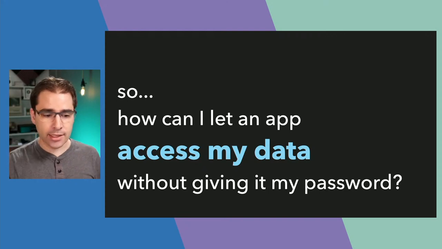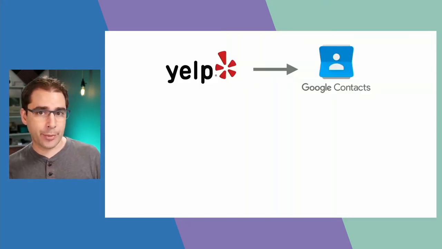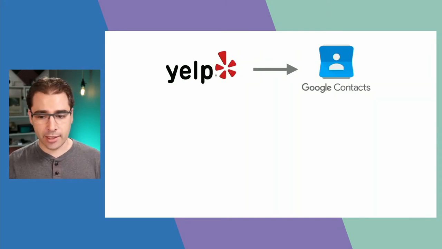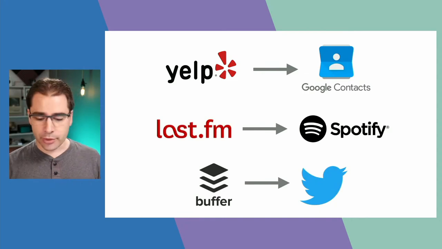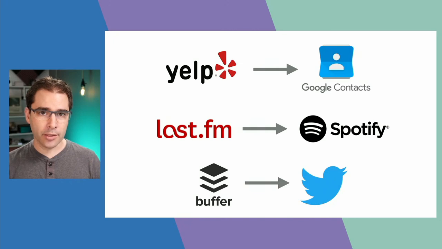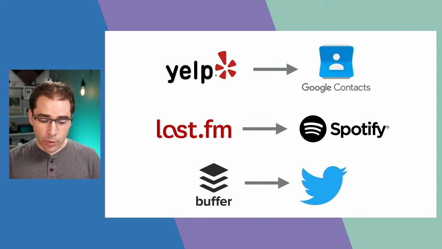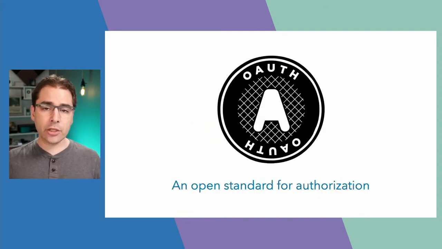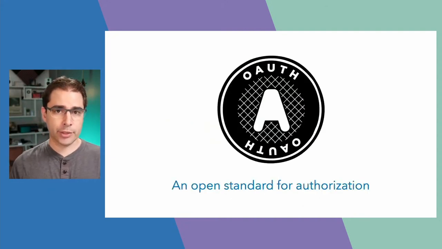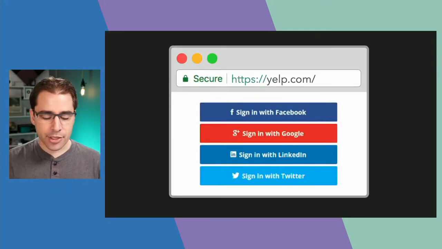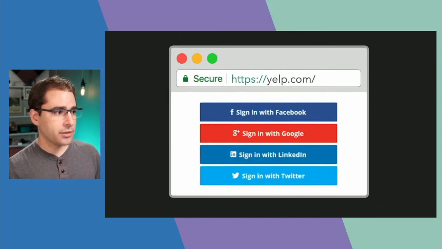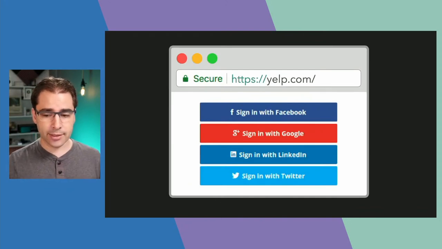And it started as this third-party app access: Yelp trying to access data in Google, or Last.fm trying to access data in Spotify, Buffer trying to post into your Twitter account, whatever that might be. Third party, one company's application talking to a different company's API. And that's really how OAuth started, because it was clear that we didn't want to share passwords with these third party applications. That kind of led to these sign in with X buttons.